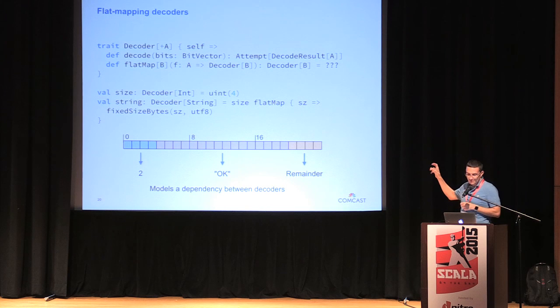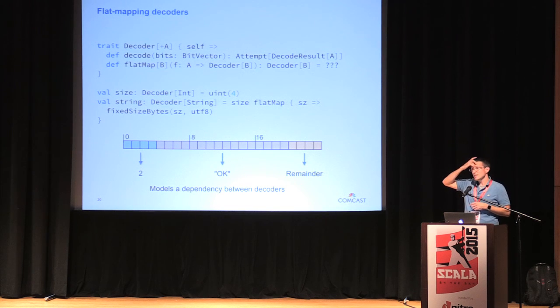So let's first just define the flatMap signature. We'll define it as a method on the Decoder trait. It'll take a function from A to Decoder of B and return a Decoder of B. So the signature is pretty straightforward. And we heard earlier in one of the previous talks about how monads are really for modeling dependencies between values, right? And that's exactly what we use it for with decoders.